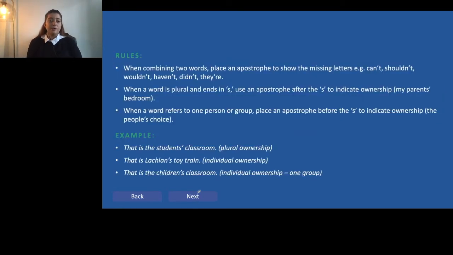All right. When combining two words, place the apostrophe to show the missing letters. And then we've got our example: can't, shouldn't, wouldn't, haven't, didn't, and they're. So let's start with can't because that's nice and easy. So we're going to write what it was originally. So we have can, and then the next word, because these are two words, we have can not.